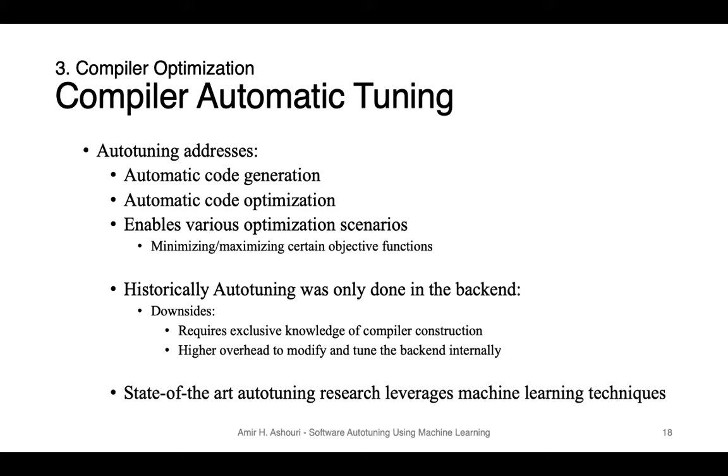Historically, in the 80s and 90s, it was done in the backend, but if you want to play with the backend optimization, you have to open up the compiler, and this is going to be a high overhead. And it requires exclusive knowledge of the compiler designers, right? State-of-the-art autotuning is now recently involved with using machine learning as a leverage.